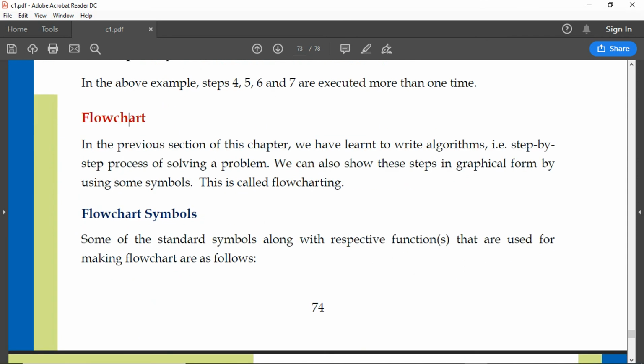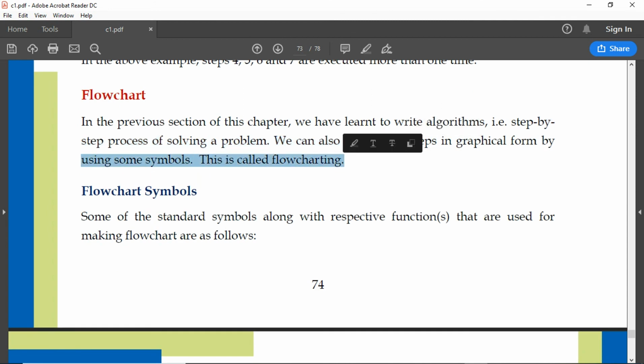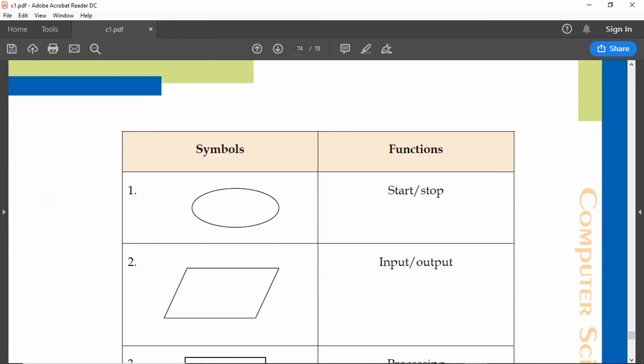Flowchart. In the previous section of this chapter, we have learned to write algorithms, i.e. the step-by-step process of solving a problem. We can also show these steps in graphical form by using some symbols. This is called flowcharting. Flowchart symbols. Some of the standard symbols along with their respective functions that are used for making flowcharts are as follows.